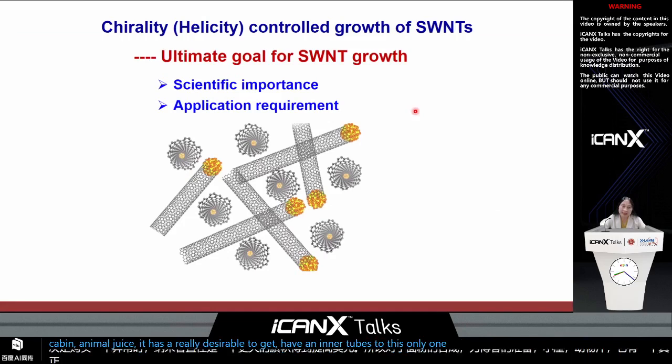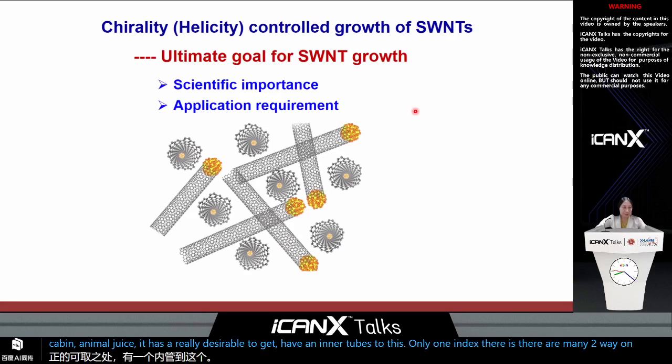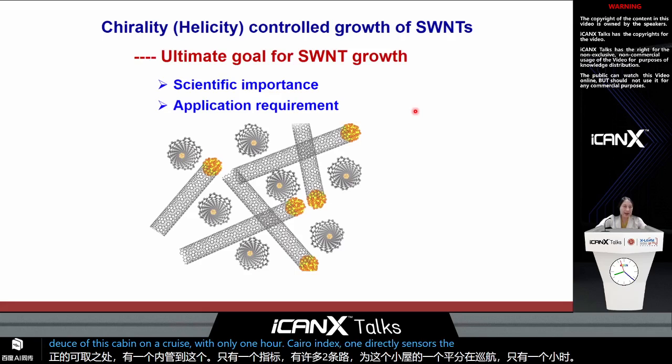There are mainly two ways to produce carbon nanotubes with only one chiral index. One is direct synthesis. The other way is by sorting of carbon nanotubes from mixtures with different indices.